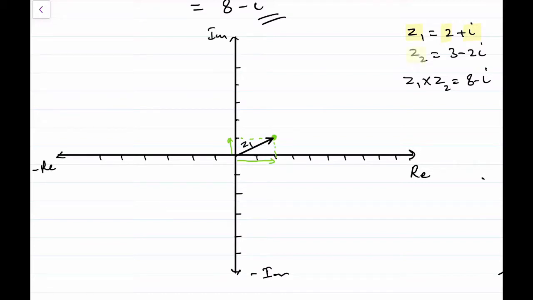Similarly, for z2, 3 is the real part and minus 2 is the imaginary part. So we will move 3 to the right and 2 down, and then join that point to the origin to get z2. And now for z1 times z2, 8 is the real part and minus 1 is the imaginary part. So move 8 to the right and 1 down and join that point to the origin to get z1 times z2. So this is how we represent our multiplication on the complex plane.